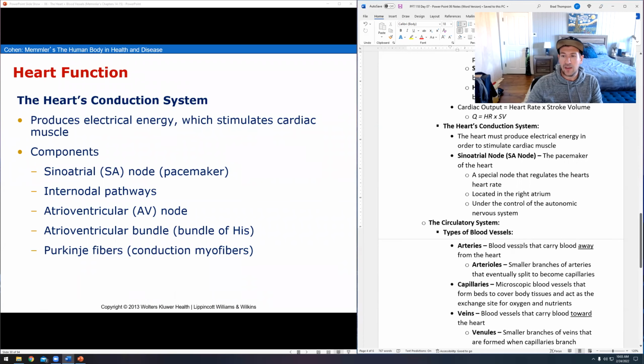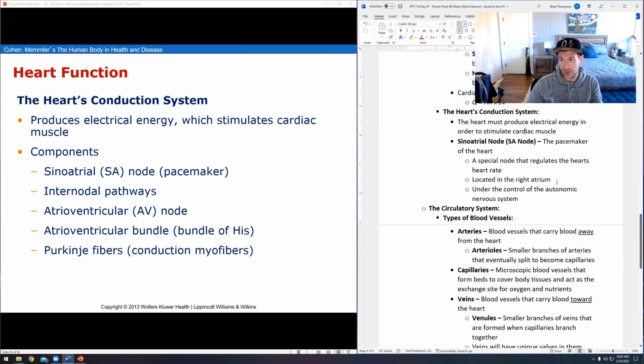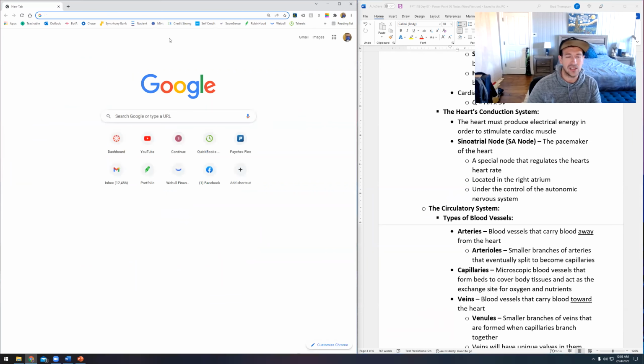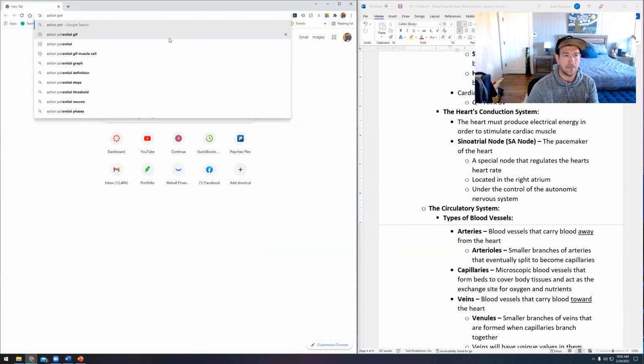So if we're looking at our heart, our heart is made up of what we call a conduction system. It's very good at conducting electricity because it is very good at producing electricity, right? So when you look at your heart, and again, it's under the control of your nervous system. That's either going to speed it up or slow it down. Your heart is going to generate electricity the same way that everything else does, right? Go back to what we were talking about the other day when we talked about action potentials, right?